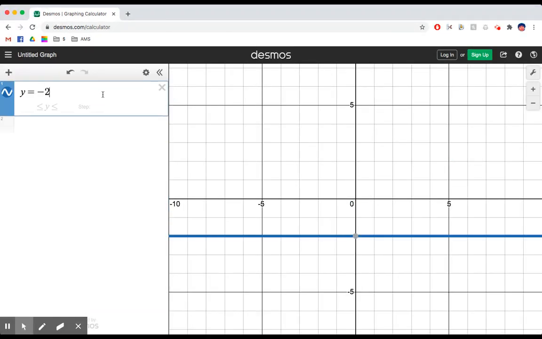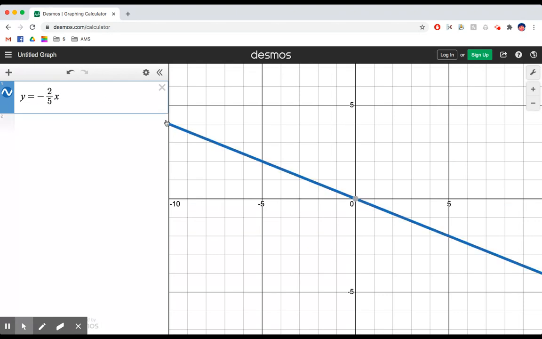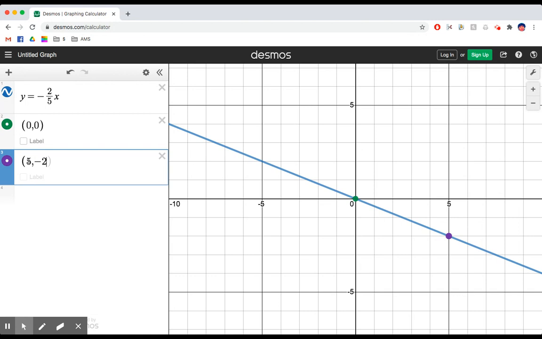Now, probably more interesting, let's look at a negative slope. Let's do the same numbers, but make it negative. So y equals -2/5 x. Our slope value should be -2/5, right? It's going down from left to right. Let me choose the easy points again: 0, 0, and 5, -2, in the same color.